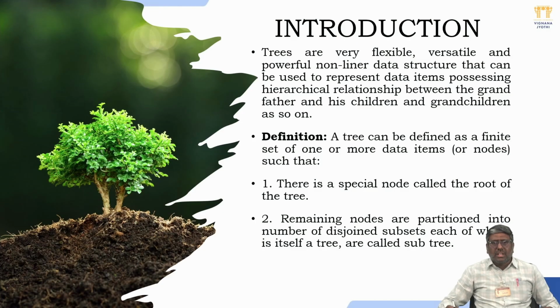The definition of a tree: a tree can be defined as a finite set of one or more data items such that there is a special node called the root of the tree, and the remaining nodes are partitioned into disjoint subsets, each of which represents a tree. So this is the definition of a tree.